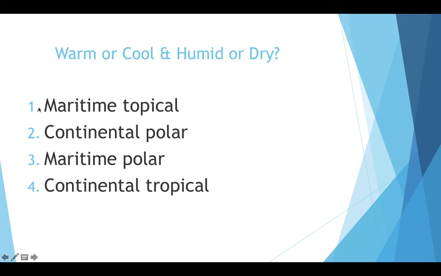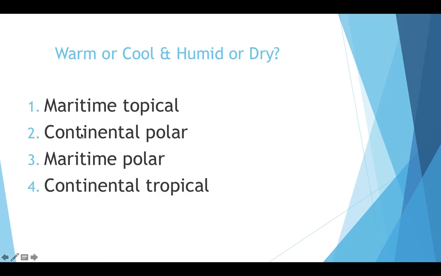So, number one, first you need to figure out, is it warm or cold? And then you say, is it humid or dry? So, maritime tropical. I would describe this maritime, well, that describes a humid air mass. Tropical would be warm. Right now, pause the video, see if you can do 2, 3, and 4.